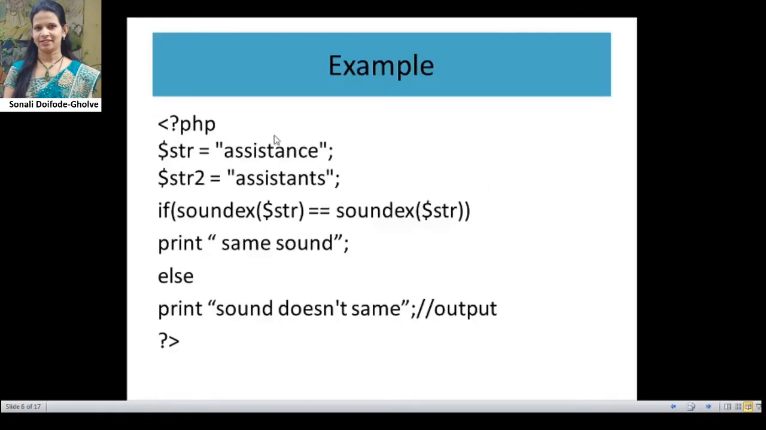Let's see an example. Here string 1 is one word and string 2 is a similar-sounding word. Here we are comparing these two strings, first and second. If the keys of the first string and the second string are the same, then it will return the same sound. Otherwise, it will return sound doesn't match. So in this case, our output will be sound doesn't match.